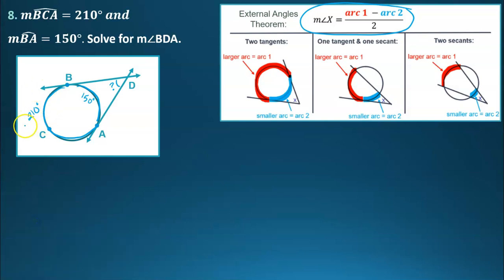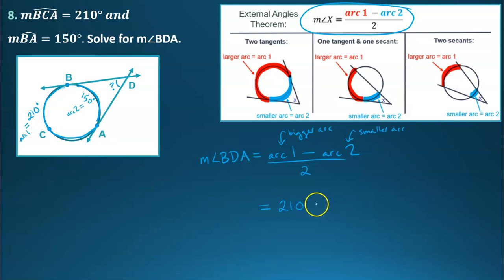So here, 210 is the bigger arc, or according to the formula, arc 1. 150 is the smaller arc, or we're also calling that arc 2. So the measure of angle BDA is equal to arc 1, aka bigger arc, minus arc 2, aka smaller arc, divided by 2. All right, so it looks like a lot, but the arithmetic itself is not too bad.